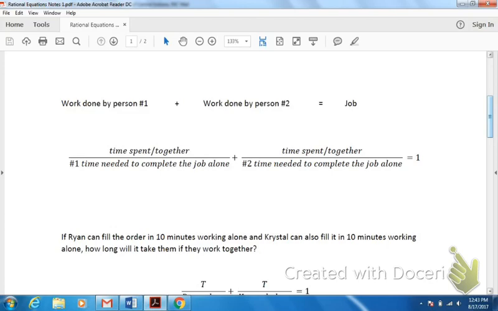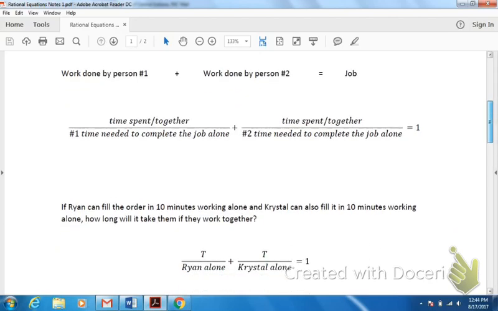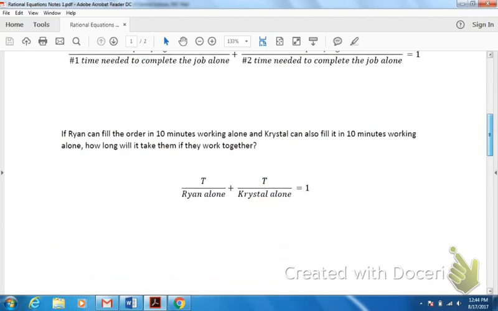So the time spent is on top, just like the things we just did where we said like 3 out of 6, 2 out of 6. That's going to be on top. The time on the bottom is how much time that person would need to do the job all by themselves. And then the other fraction is going to be the time spent over how much time the second person would need to do it by themselves.